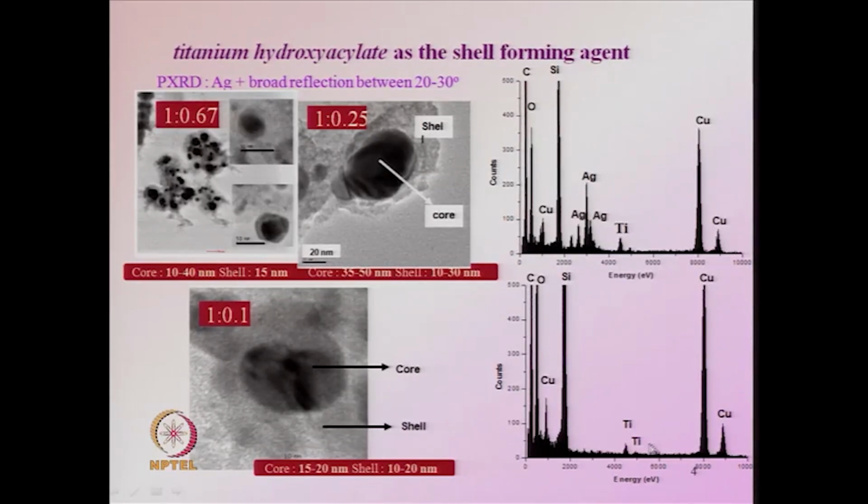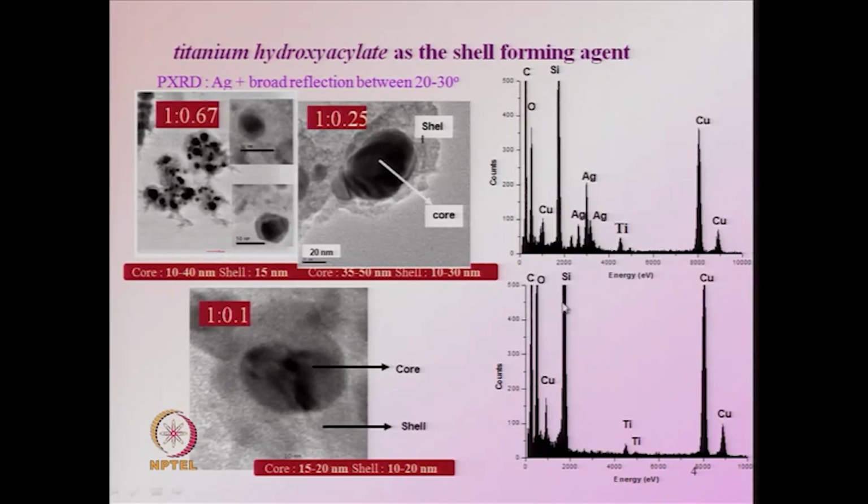whereas, if you pass the electron beam from the shell, you can see only spectra due to titanium. You do not see any silver peaks here. Of course, you may have copper because of the grid, and silicon comes from the detector which is used to analyze the X-rays which are coming out due to the electron bombardment of these particles.